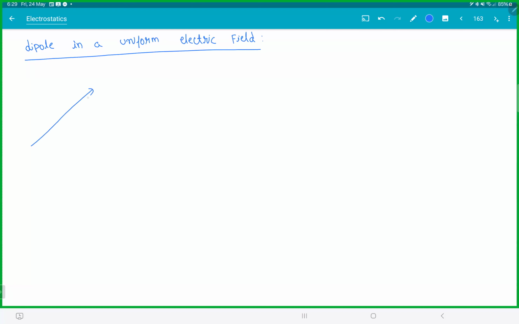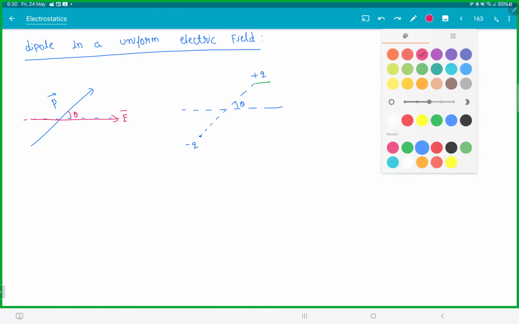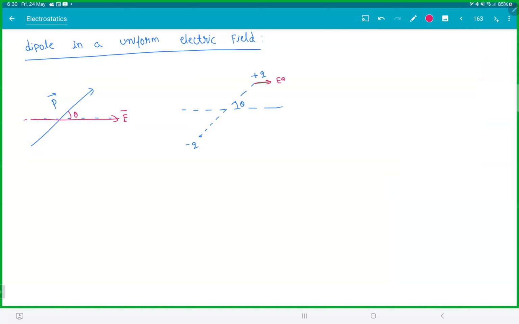So if you take a dipole and place it in a uniform electric field E at an angle theta, this is plus Q, this is minus Q. Basically it forms a couple. This force would be EQ, and this would be EQ. Remember, for a negative charge, the force will be opposite to the field. This would be the perpendicular distance d by 2 sine theta.